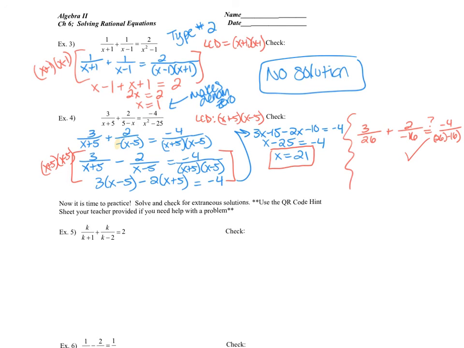I suggest making sure you can identify the type first and which type is associated with which method. Remember to always check for extraneous solutions at the end. I have attached a QR code hint sheet, and if your teacher provided it, you can use the sheet to help you with examples 5 through 9. The last example does not have a hint to go with it, because hopefully by then you are more used to these. But if you do need a hint, you can scan the QR code for the example that's listed there. Good luck!